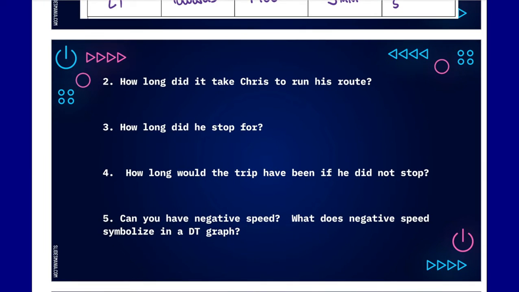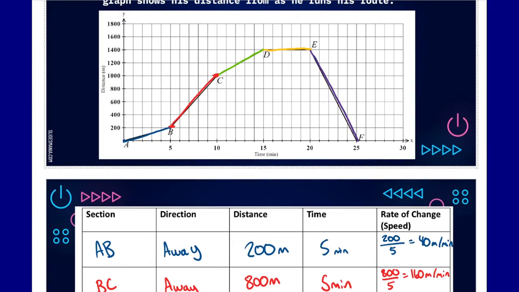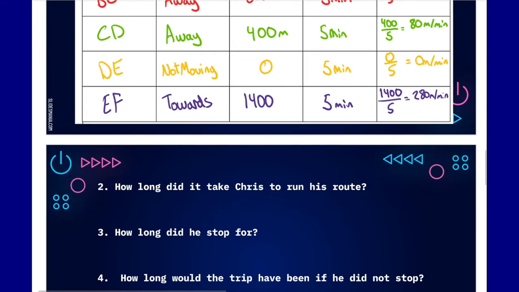So how long did it take Chris to run his route? So if we go back, his entire route is the entire trip away and then back. So we start at A or at 0 and we end at F or 25. So in this case, it took 25 minutes for him to run his route.